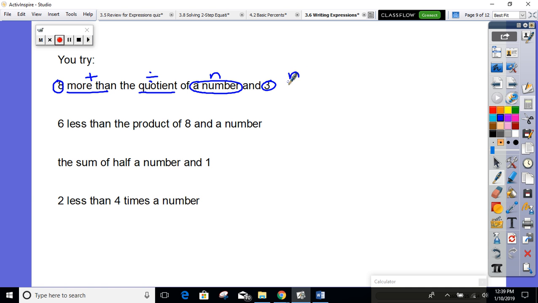Yeah, you were making it too hard. I was looking at the bottom. Oh, okay. Yeah, we're not there yet. Okay. N divided by 3. Haley Ryan, how do we then show 8 more than that? We have N over 3.